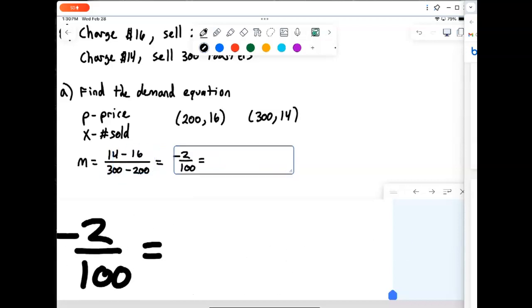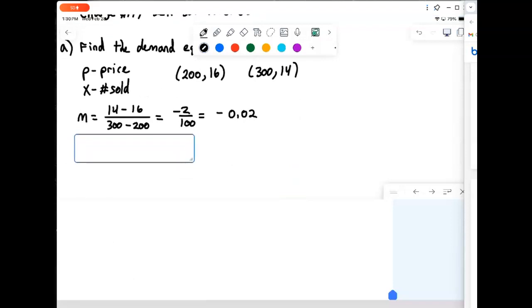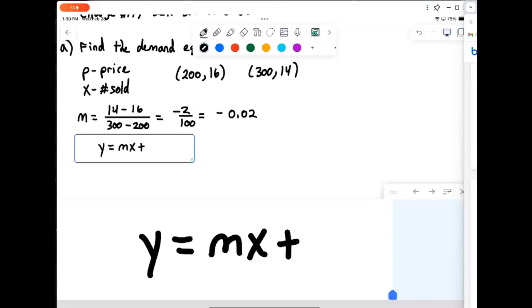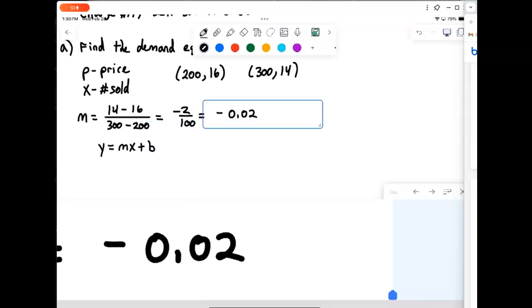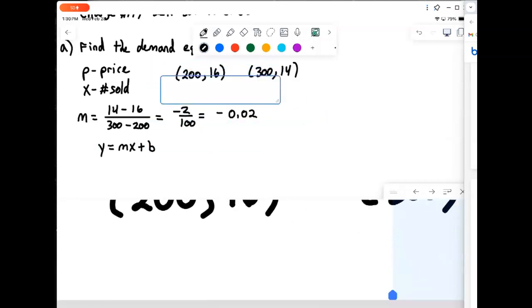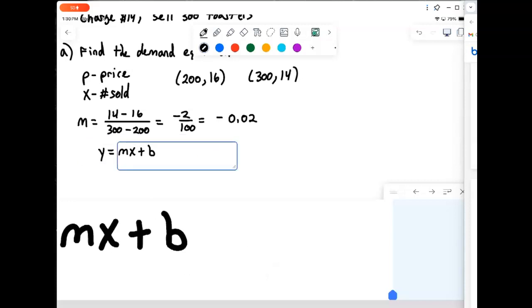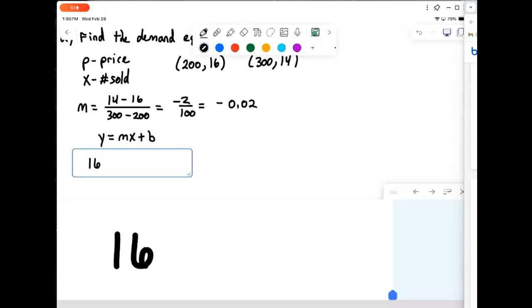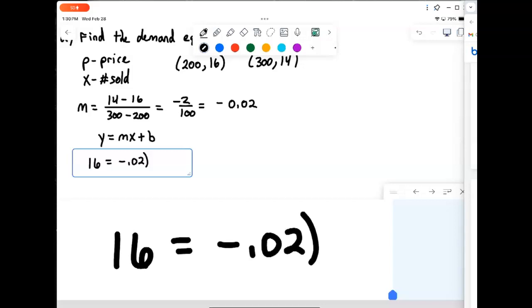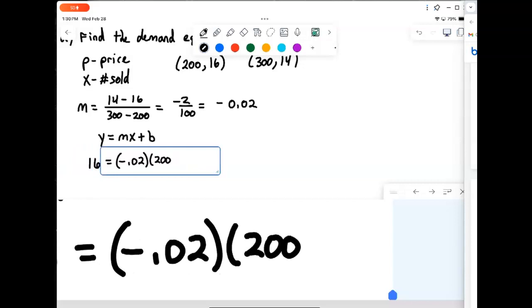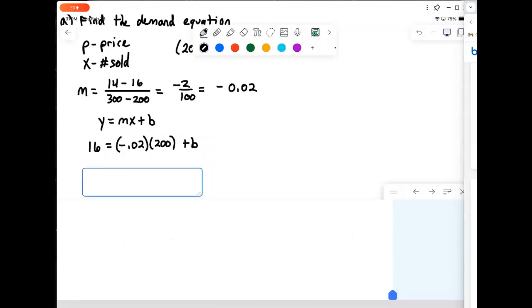But we would much prefer a decimal answer. So we find out that the slope for this one is -0.02. And then remember, we want to find the equation. So we go to our slope-intercept form, y equals mx plus b. Take our slope, negative 0.02, along with one of our 2 points. I'm just going to take the first one. Plug all that into our slope-intercept form for m, x, and y. Okay, so y is 16 equals negative 0.02 for m, 200 for x, and then we just need to solve to find the y-intercept.